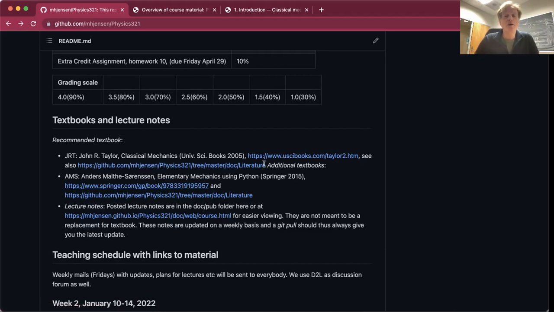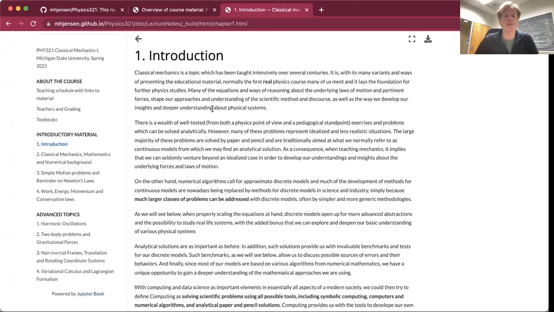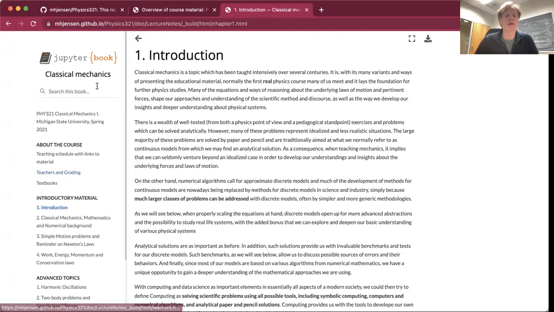We provide you with a PDF copy of Taylor's textbook in case you have not been able to buy the textbook. Then our weekly lectures are collected as a Jupyter book. If you click on this link here, you will be directed to the Jupyter book, and that contains essentially an extension of the weekly teaching material as a book.